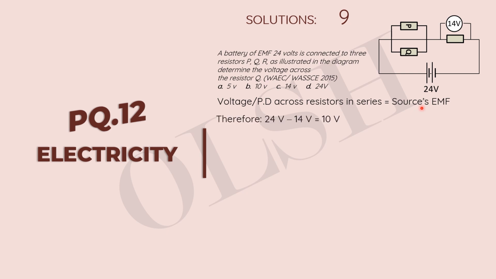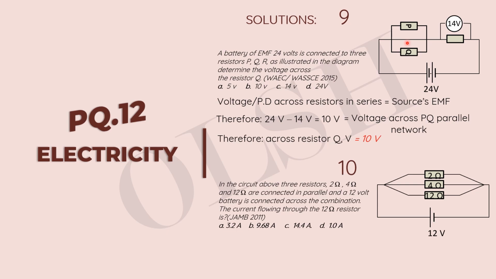So therefore we have 24 minus 14, which gives us 10 volts. So the 10 volts is equal to the voltage across the PQ parallel network, and then we have automatically that the voltage across the resistor Q is 10 volts. So we'll move on to question number 10.